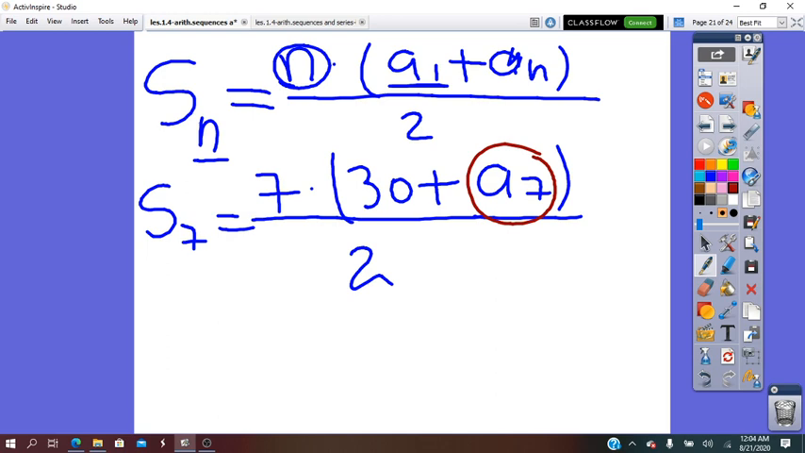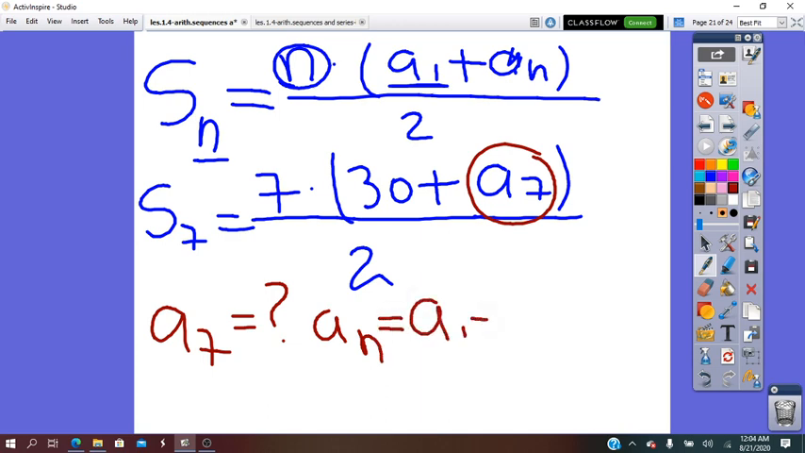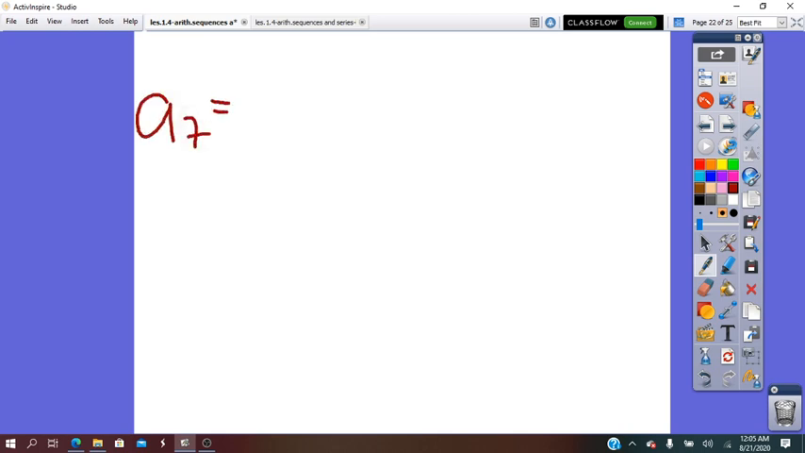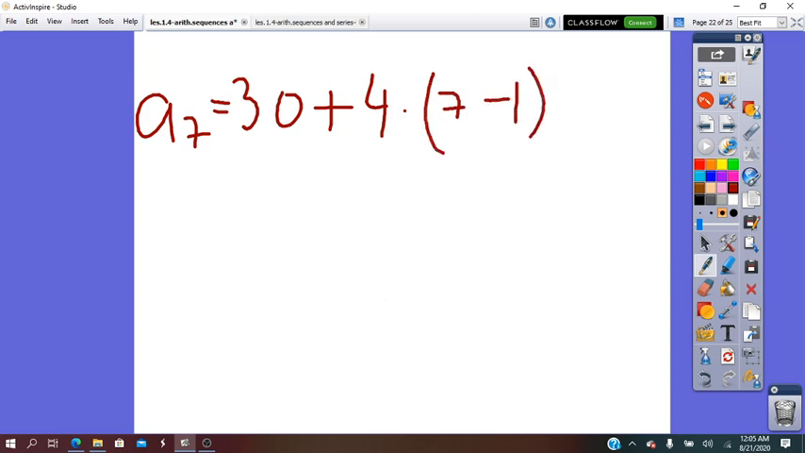To find the 7th term in the sequence, we are going to use the explicit rule, which we said is an equals a1 plus the common difference times n minus 1. So we apply the explicit rule: a7 equals a1, which was 30, plus the common difference, 4, times n, which is 7, minus 1. This equals 7 minus 1, 6, times 4, 24, plus 30 equals 54. So in December, $54.